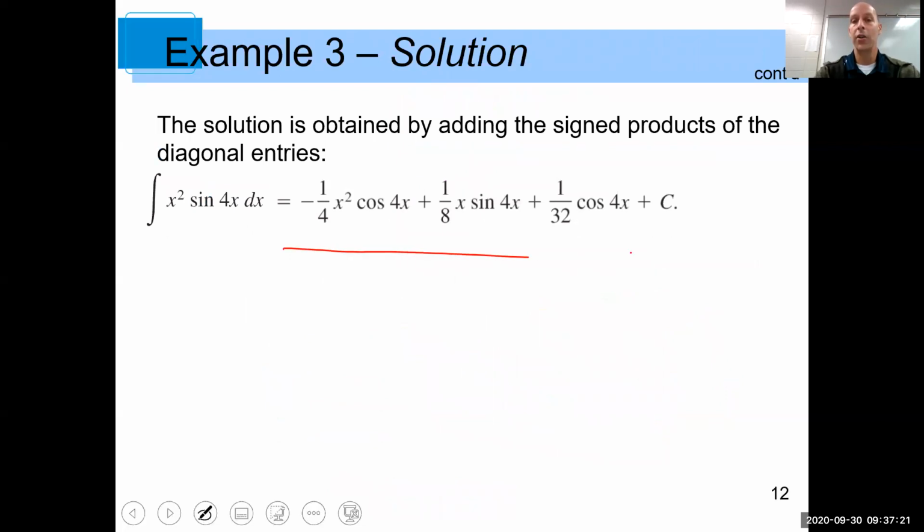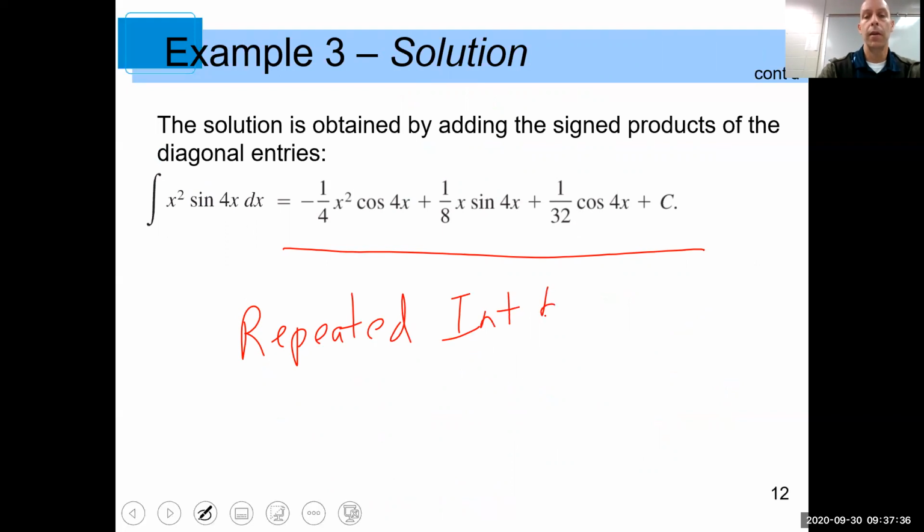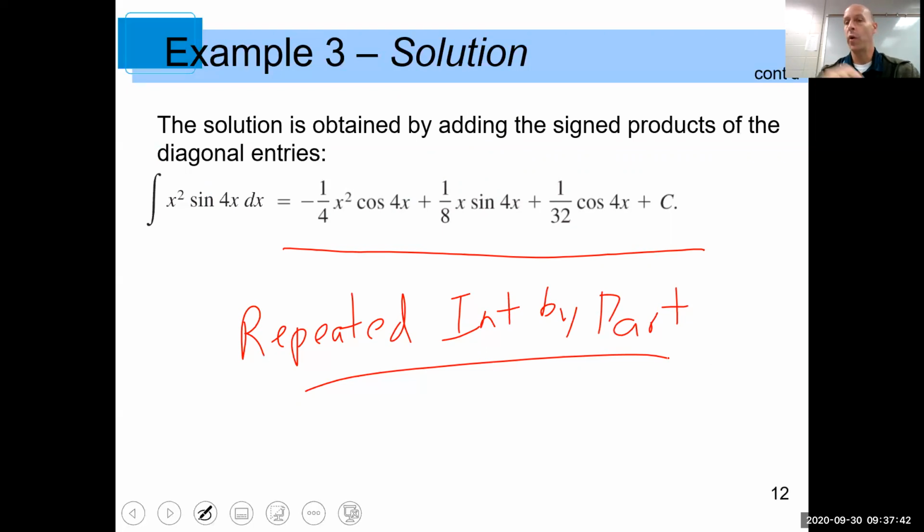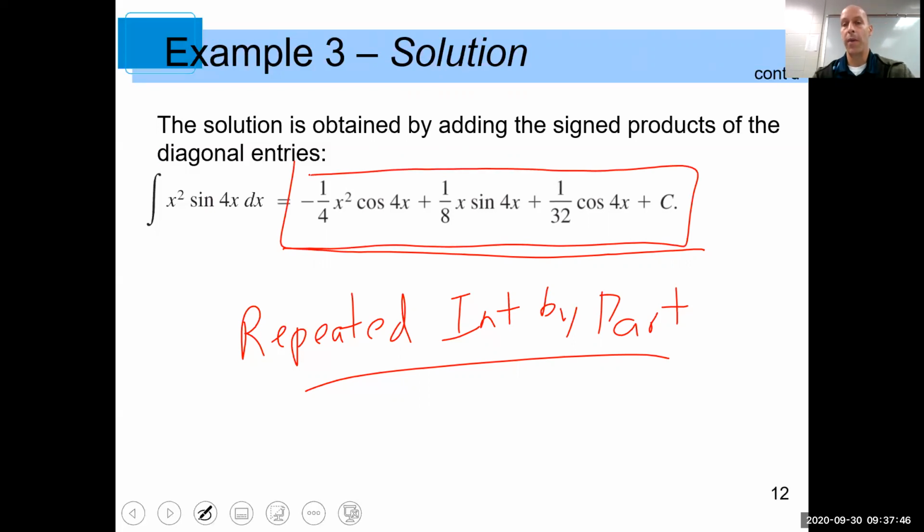So here's all of those things that I was kind of explaining. Now let me just tell you that we use the tabular method when we have repeated integration by parts. You do not have to do the tabular method. You can just do repeated integration by parts and you will get the same answer. The tabular method, though, once you do enough of these, you'll see that there's a pattern, and that's what the tabular method is.